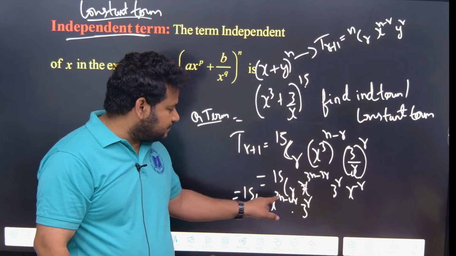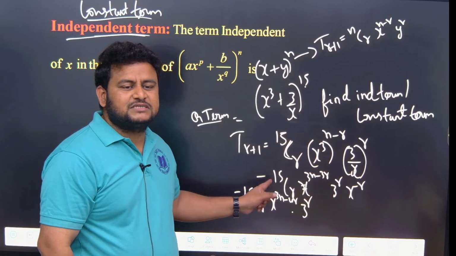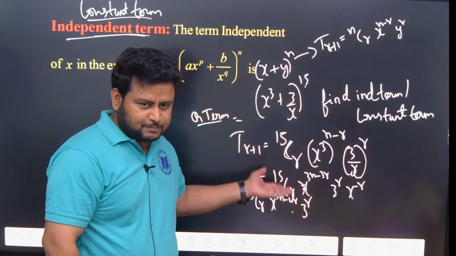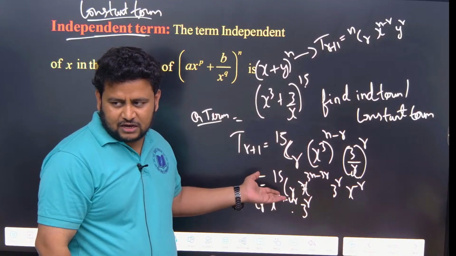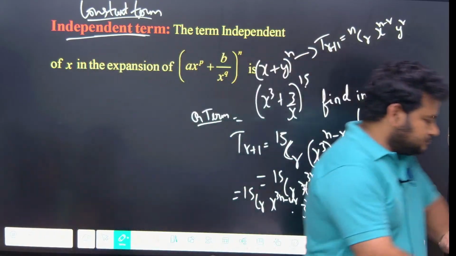So this variable I have to remove. That means I should get x power 0. This power, this index, I should make equal to 0. Whatever is there in the power, I should make it equal to 0. Make it equal to 0, what do we get? You find out.